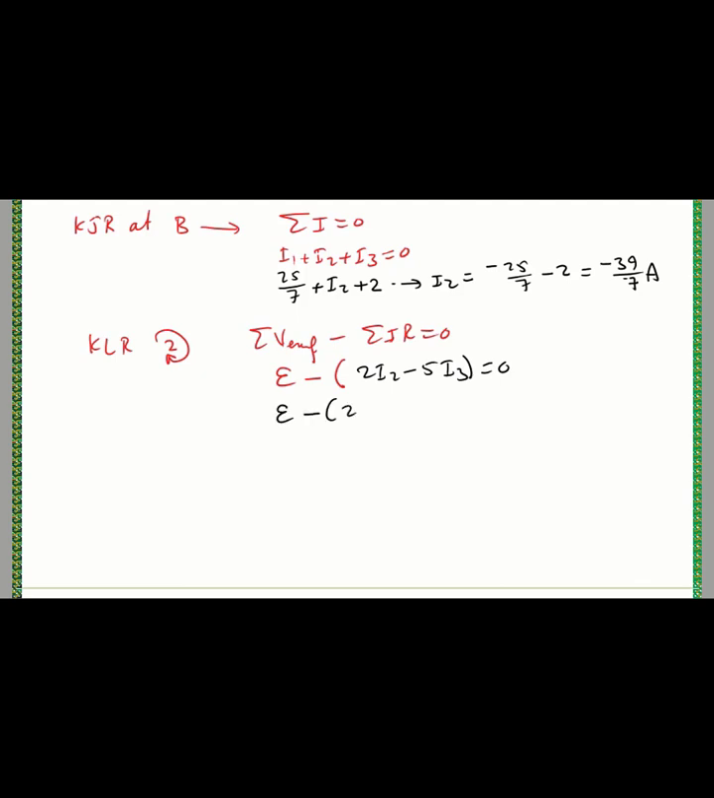Epsilon minus 2 times I2, which is minus 39 over 7, minus 5 times I3, which is 2. Epsilon minus, this is 78 over 7 minus 10. So it is 8 over 7 volt. Epsilon is 8 over 7 volt. That's it, in the same direction indicated in the question.